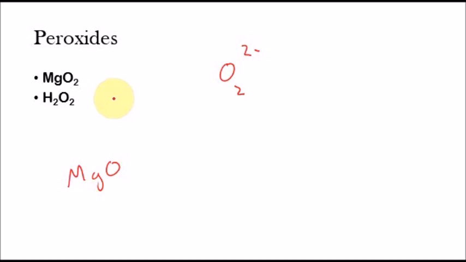You would name it exactly the same as how you name any other binary ionic compound, except that instead of saying oxide, you call it peroxide. Now, in the case of when we have hydrogen with peroxide, even though this is actually a binary covalent compound, we're just going to name it hydrogen peroxide. Alright, pretty simple.